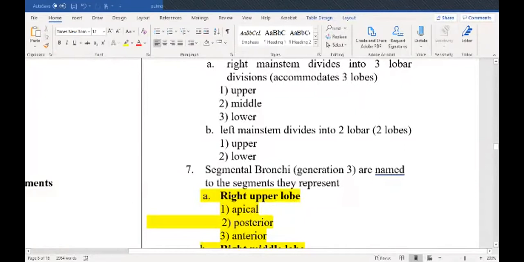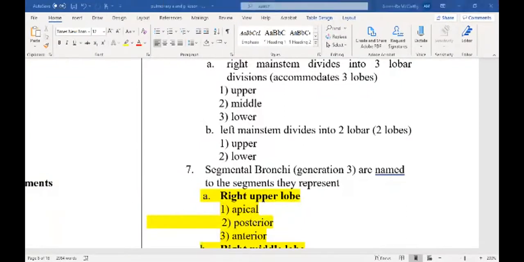And then the left main stem bronchus divides into 2 lobar bronchi, because they only have 2 lobes on the left, right? You got one of them going up into the upper and one of them going into the lower, right? Now, when they get into their respective lobes, they branch off again into their respective segments of that lobe, okay? And here are the segmental bronchi that you have to memorize.